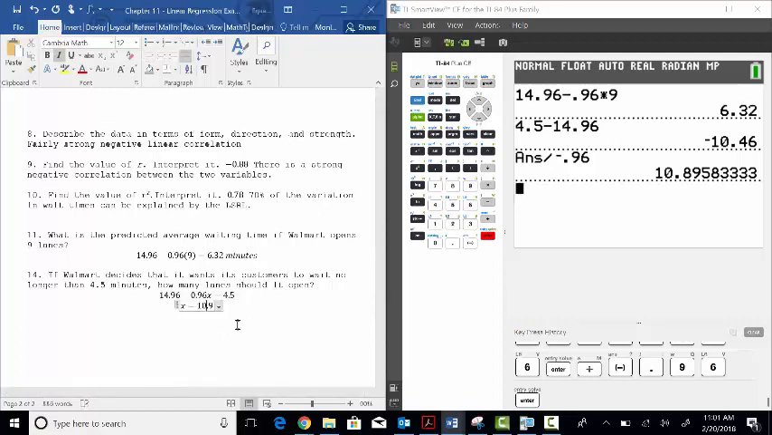Obviously I can't open up 0.9 of a register, so to properly answer the question, I'm going to go ahead and round it. So I'm going to say 11 lanes.